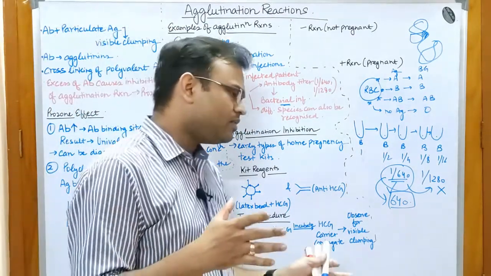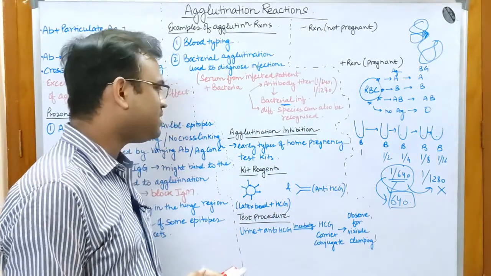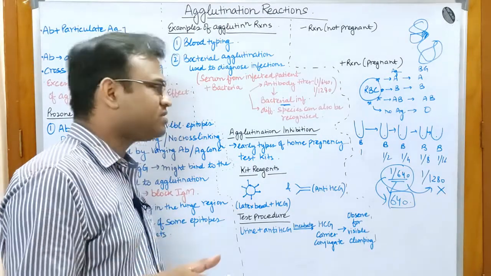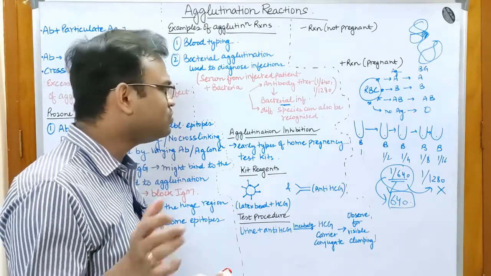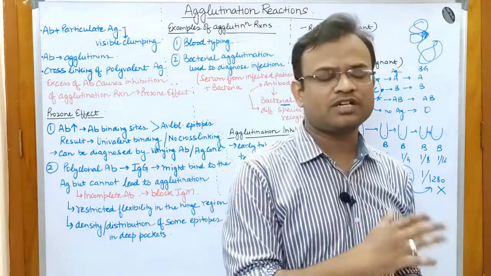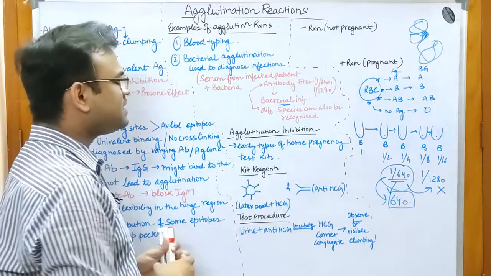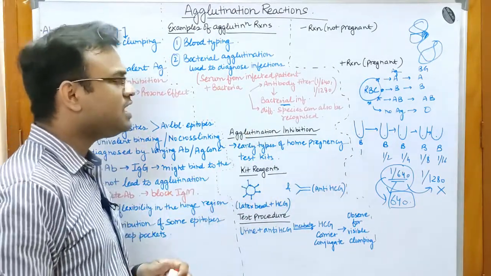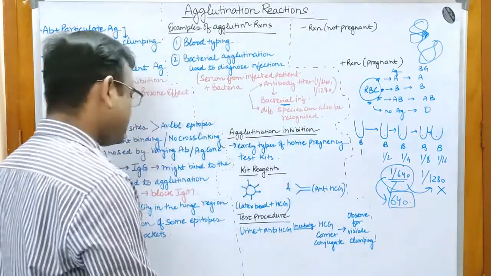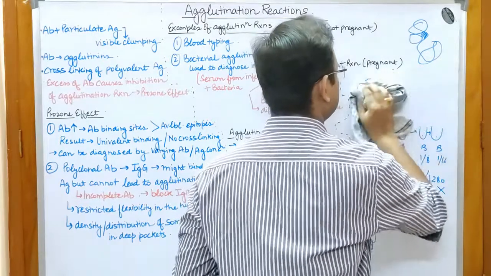So what is the example of this agglutination inhibition reaction? The basic and a very important example is the early kits that females used for testing at home whether the female is pregnant or not. So early types of home pregnancy test kits used this agglutination inhibition reaction. Now let us just rub this out and let me explain what agglutination inhibition reaction is.